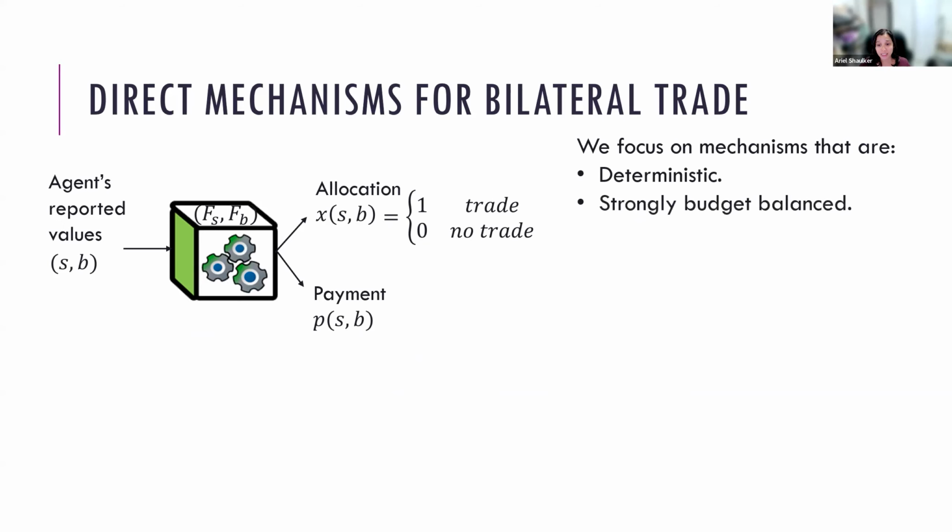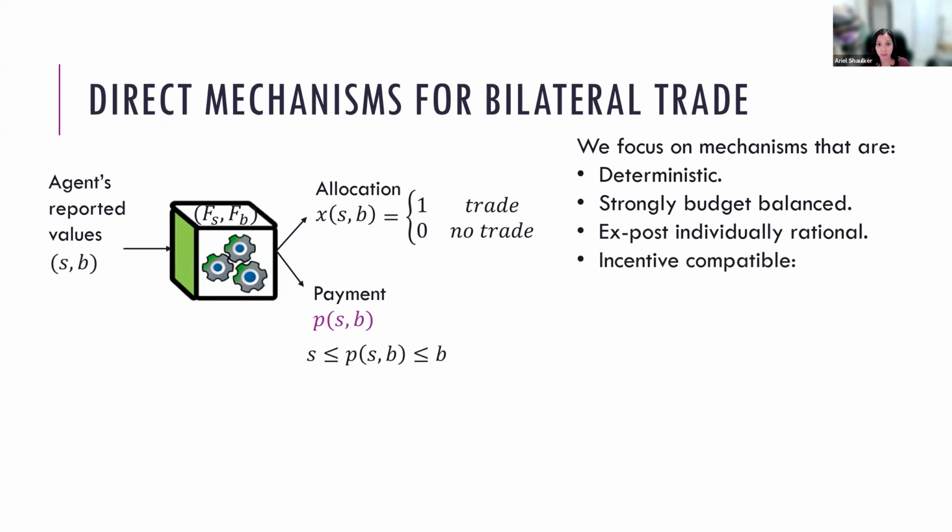We will want mechanisms that are strongly budget balanced, and so it means that the amount that the buyer pays for the item is exactly equal to the amount that the seller gets for the item. Also, we want our mechanisms to be ex post individually rational. This will guarantee that no agent will regret participating in the mechanism. And it translates to requiring that the payment is at least the value of the seller and at most the value of the buyer.